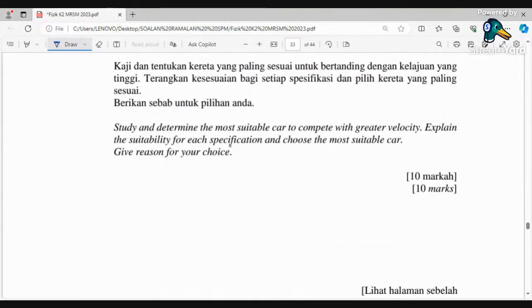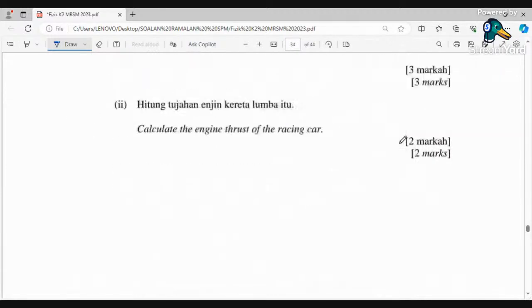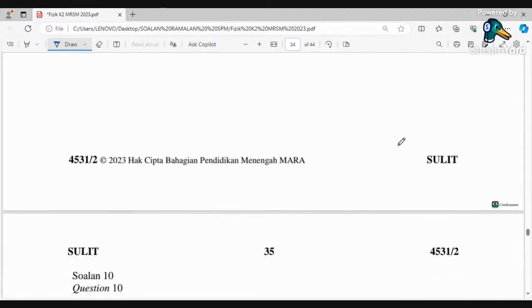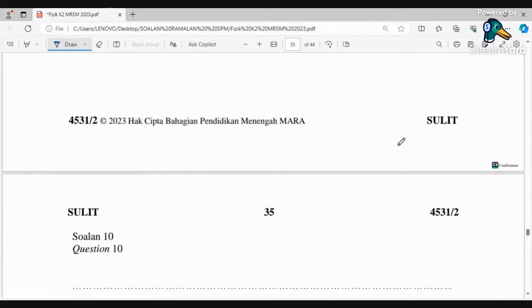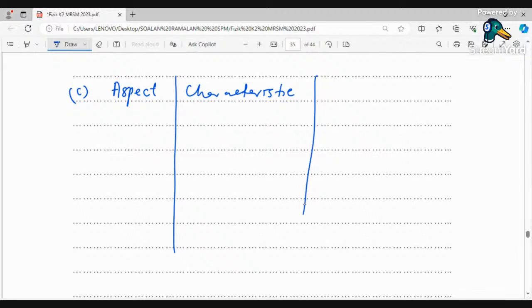Tengok penerangan di sini, dia tak ada mention ni. Okay, dia ada mention sini greater velocity. Take note yang ni. Jadi dalam reason tak boleh ulang yang ni, guna yang lain. Okay, itu maksud soalan untuk ni. Jadi macam biasa you all boleh buat 3 kolom. Okay, tuliskan aspek, karakteristik dan reason. Okay, untuk bahagian C saya tulis sikit C. Okay, kita ada aspek, karakteristik dan dia punya explanation atau reason.